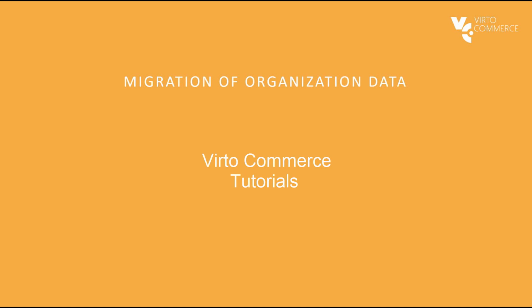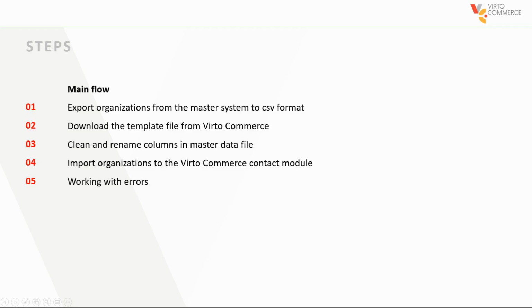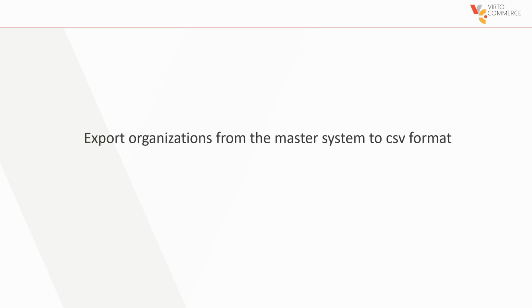In this video, I will tell you how to migrate organization data to Virto Commerce. So first of all, you need to export the initial file from the master system, then download the template from Virto Commerce, clean and rename columns in the initial file, and then import it to the Virto Commerce contact module.